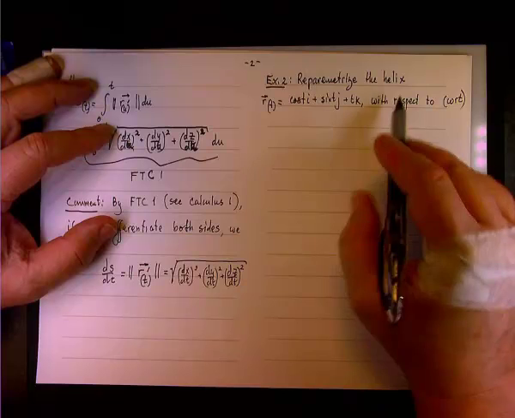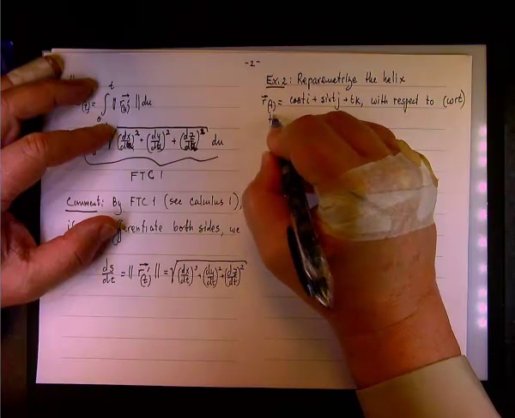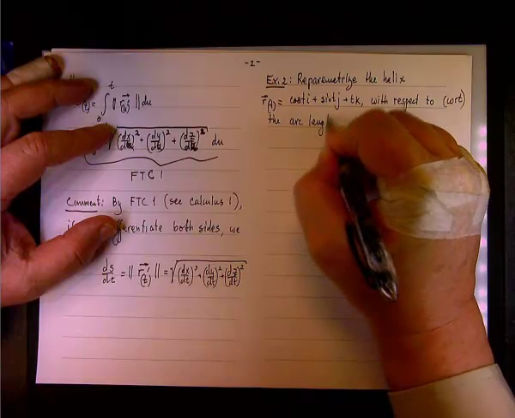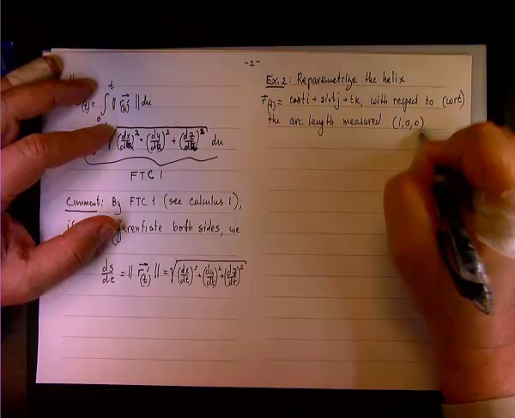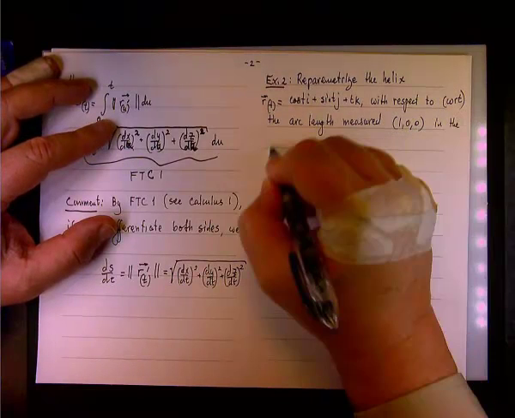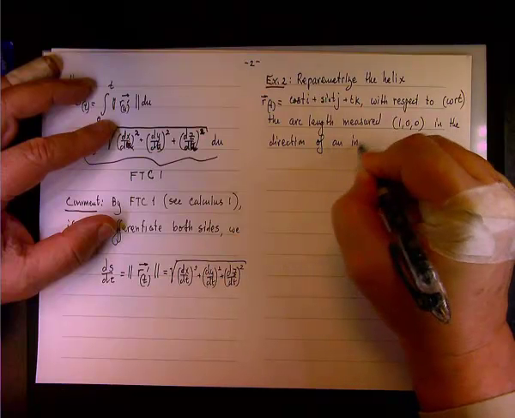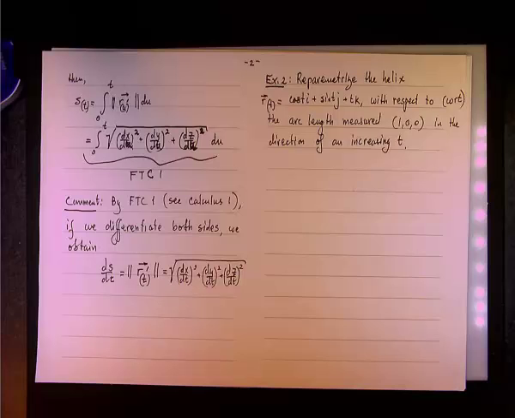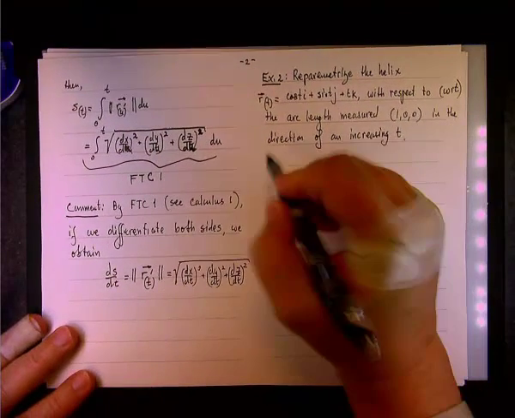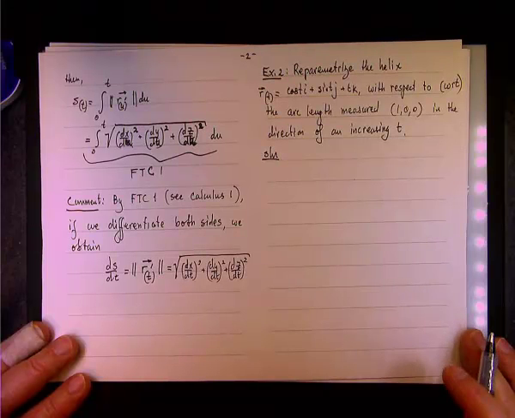So what do we want to reparametrize the helix with respect to? The arc length measured from, and we need to give an initial point, and we measure it from (1, 0, 0) in the direction of increasing t, which is somewhat redundant because when we define the arc length function, we define it as the integral in the direction of increasing t.